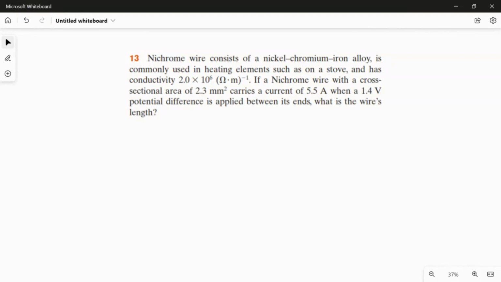So in this question, we are going to find what should be the length of the wire. For that, they clearly mentioned the material used in the wire is nichrome, which is the alloy of nickel chromium iron material, and its conductivity value is given because we studied in the theory that conductivity has an inverse relation with the resistivity, right? So that conductivity value is given here as 2 multiply 10 power 6 per ohm meter.